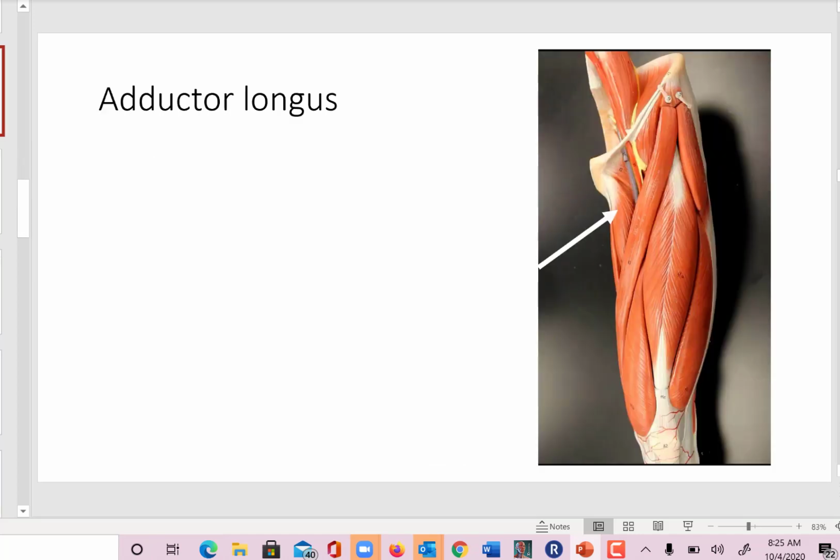The adductor longus is shown here. And the adductor longus has its origin on the pubis near the symphysis. It inserts on the linea aspera, and its action is to also adduct, flex, and medially rotate the thigh. Notice that that is the same action as the pectineus.